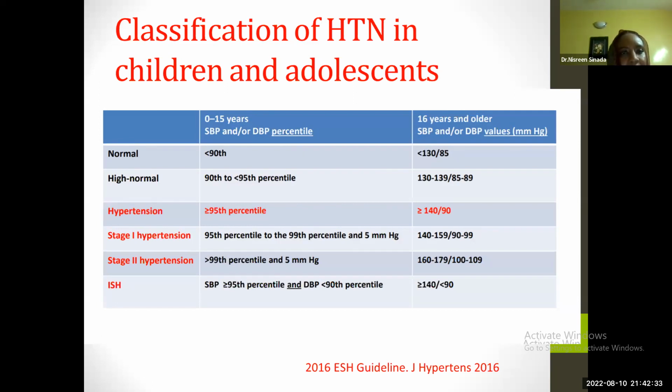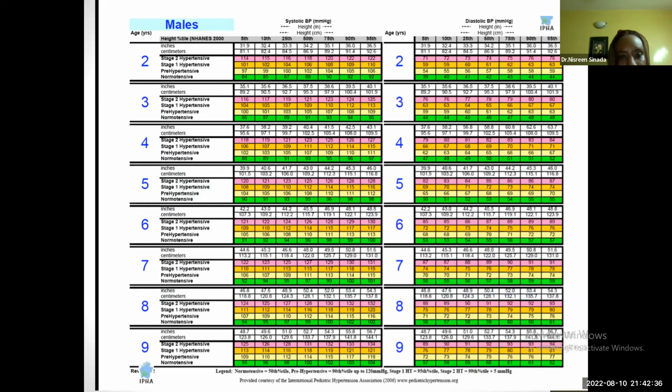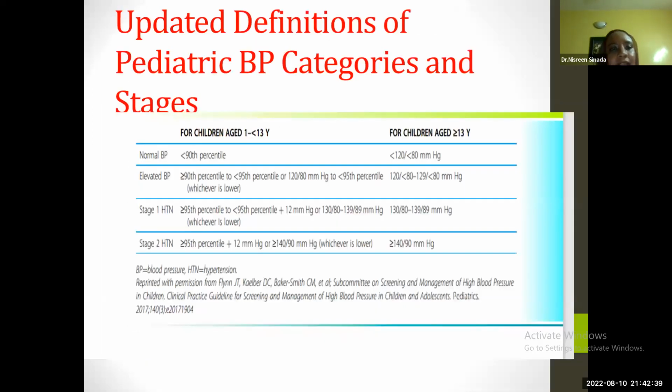This is the table of the centile chart for the age, height, and sex, according to the height and the age. And this is the update of blood pressure categories and stages according to the American Academy of Pediatrics Subcommittee. And they define the blood pressure definition from 1 year to less than 13 years or for children 13 years or above. So the normal blood pressure is less than the 90th percentile, elevated blood pressure is 90th percentile or more to less than the 95th percentile, and stage 1 is 95th percentile or more to less than 95th percentile plus 12 millimeters of mercury.